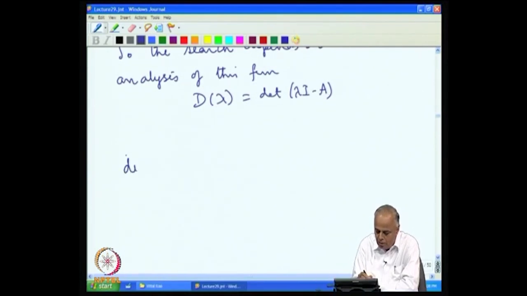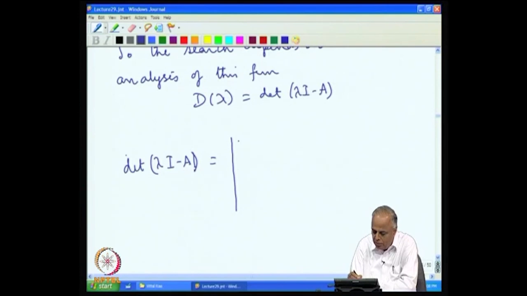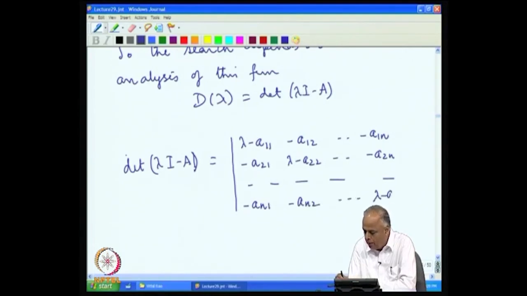So, now determinant of lambda I minus A looks like, see, the lambda I is only the identity matrix with the lambda stuck along the diagonals. So, it is a diagonal matrix with the lambda stuck along the diagonals, and from that we have to subtract the matrix A. So, we get the determinant of the matrix with rows: lambda minus a11, minus a12, up to minus a1n; then minus a21, lambda minus a22, up to minus a2n, and so on. The last row will be minus an1, minus an2, and then lambda minus ann. It is simply the matrix minus A, except that along the diagonals we have to stick lambda.